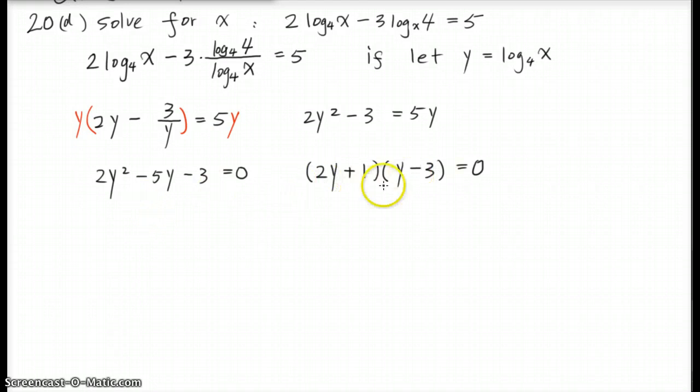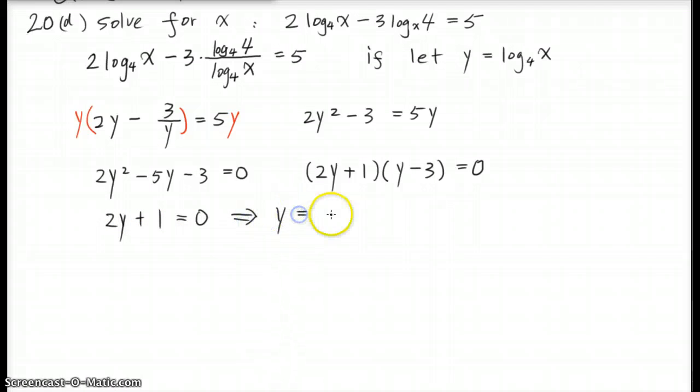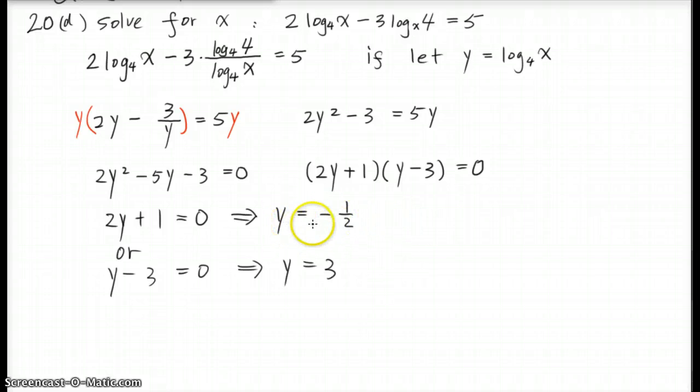Okay, and then from this equation to solve y, we let 2y plus 1 equals 0, so we can solve y equals negative 1 over 2. Or we make y minus 3 equals 0, so we can solve y equals 3. Now here you go. Don't forget, you only solved for y, that's not x yet. So we replace the y equals negative 1 over 2 back to the original function there.